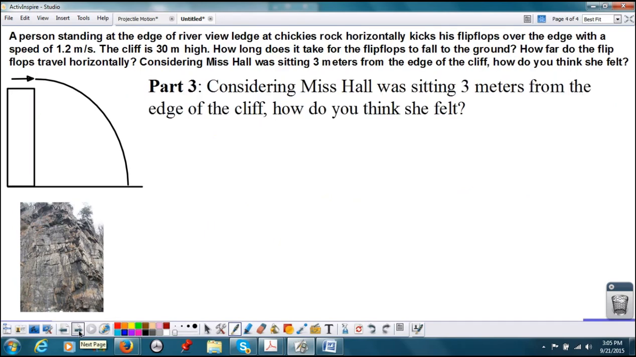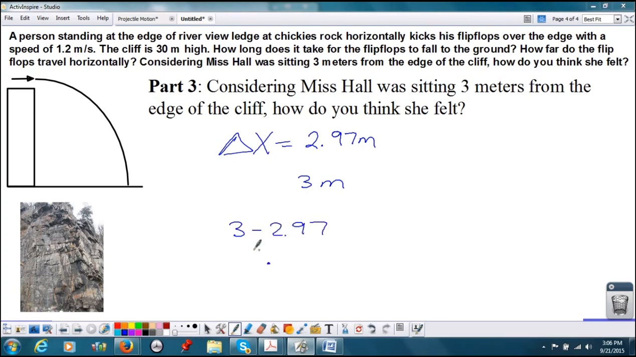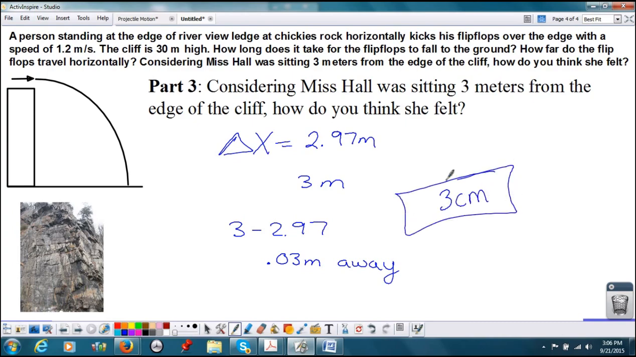Considering I was sitting 3 meters from the edge of the cliff, how do you think I felt? Well, the flip-flops landed 2.97 meters away, and I was sitting 3 meters away, so the flip-flops landed 0.03 meters away. If we convert that to centimeters, that's 3 centimeters. So the flip-flops landed 3 centimeters from me. So how do you think I felt? If you're going with scared, you would be correct.